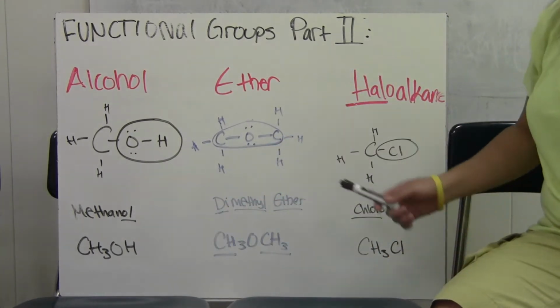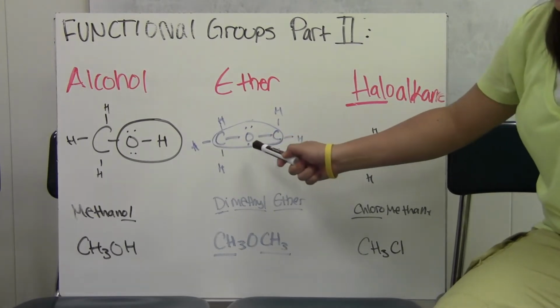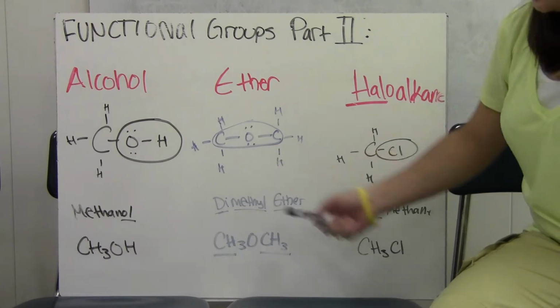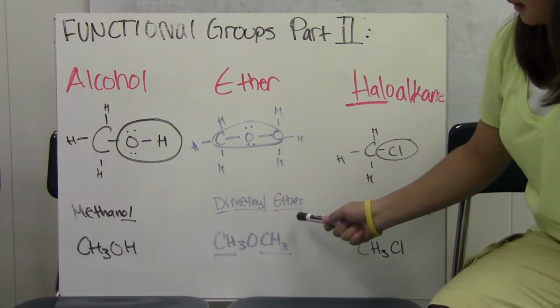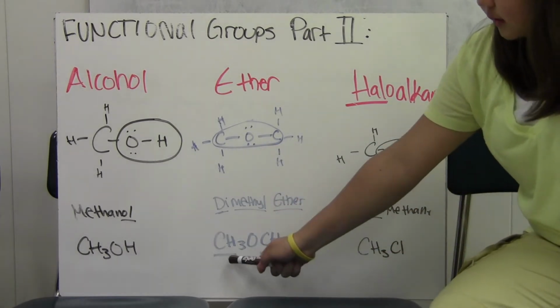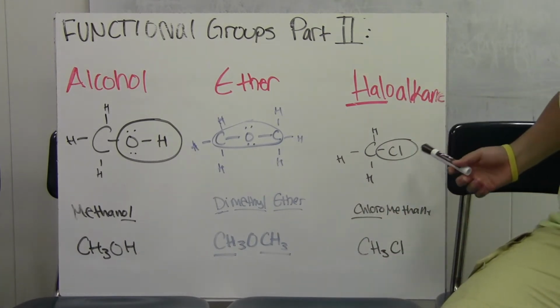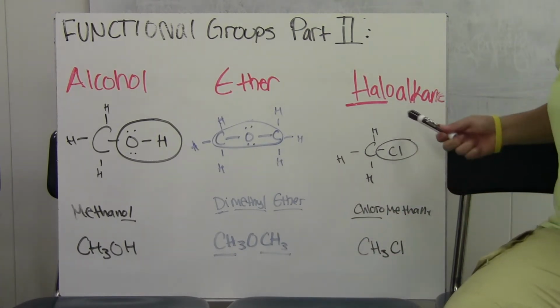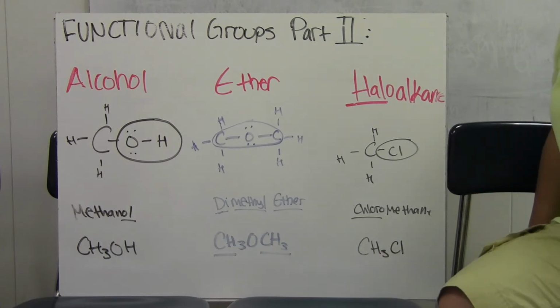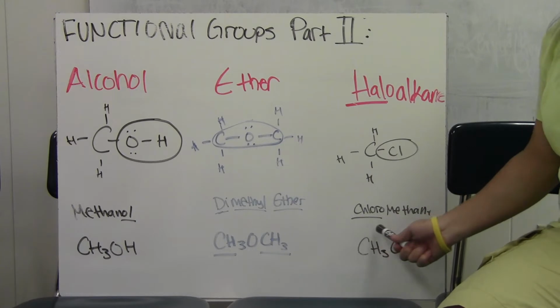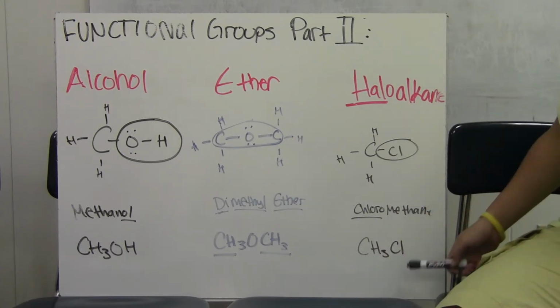Here we have an ether, which has a C bonded to an O, which is again bonded to another C. And this compound is called dimethyl ether. It has a formula of CH3OCH3. Here we have a haloalkane. Halo meaning that there's a halogen attached to the chain here. So here we have chlorine. So this would be chloromethane, CH3Cl.